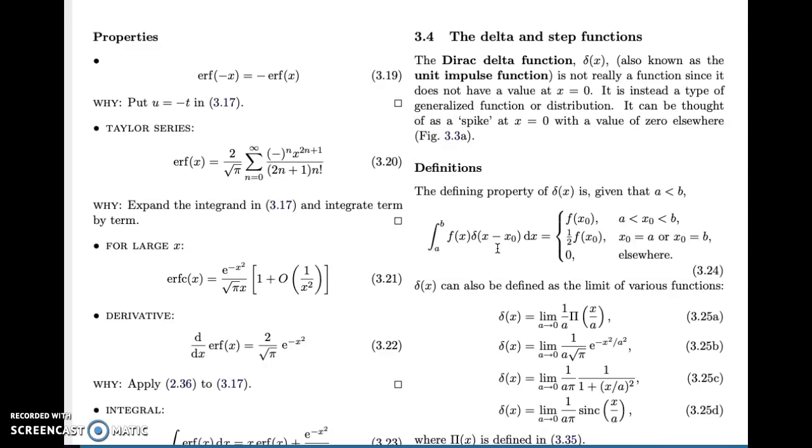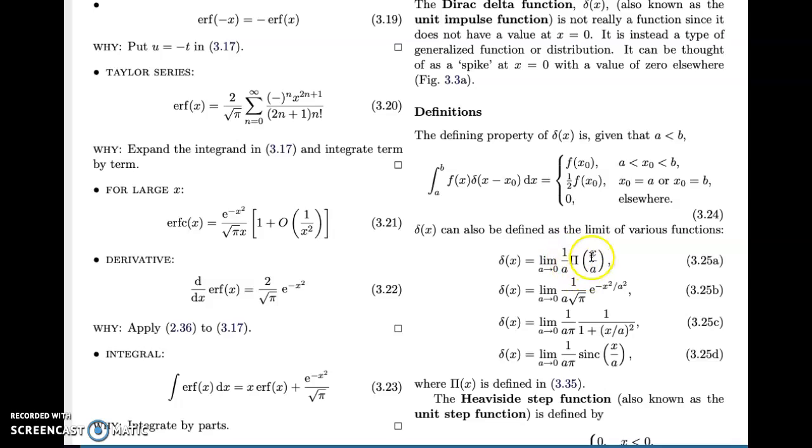You can actually define the delta function as the limit of various other functions. This is the rectangle function we'll deal with a bit later. Here you can see a Gaussian: as the width of the Gaussian decreases, you've got a normalization constant to ensure that the integral stays as 1. This is something which looks vaguely like a Gaussian, goes to 0 more slowly, and the sinc function is sine x divided by x. So all of these, as a goes to 0, behave like the delta function.